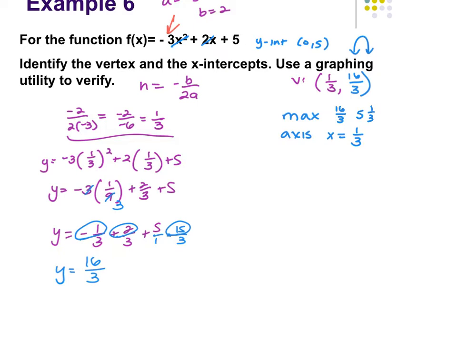The max is y now, because there's only one point, the maximum value. Before, they were relative, right? So you needed an x and a y because there was more than one of them.